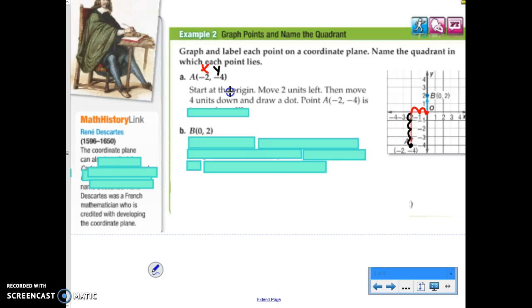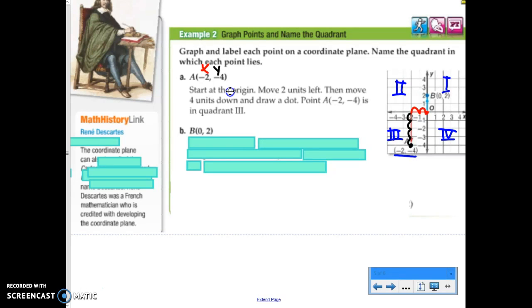Sometimes they'll ask you to put the ordered pair listed here in parentheses next to it, and sometimes they won't. We can see now, naming the quadrant that it falls in, this is quadrant 1, this is quadrant 2, 1, 2, 3, and 4. All right.